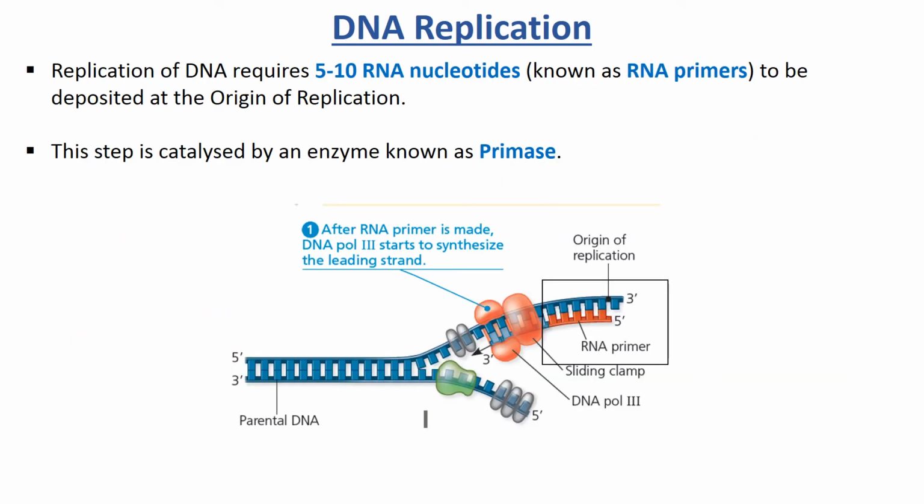The replication of DNA requires 5 to 10 RNA nucleotides, which are also known as RNA primers, to be deposited at the origins of replication. This step is catalyzed by an enzyme known as primase. There is a significant difference between transcription and DNA replication in that the transcription of DNA does not need RNA primers, whereas DNA replication does require an RNA primer.